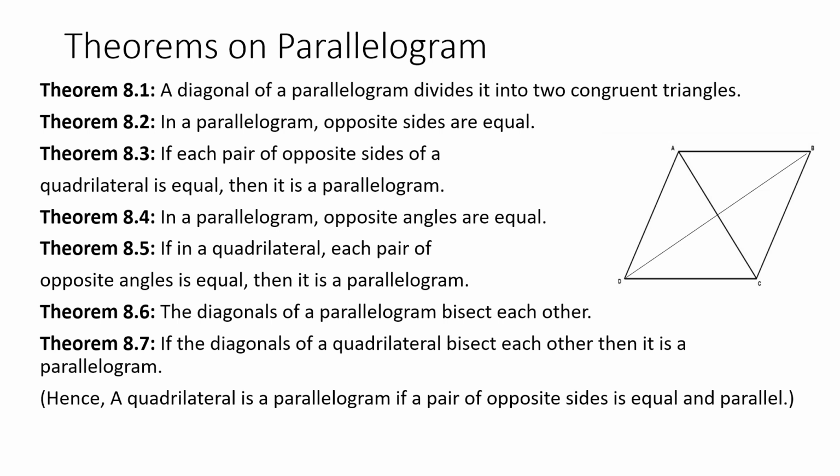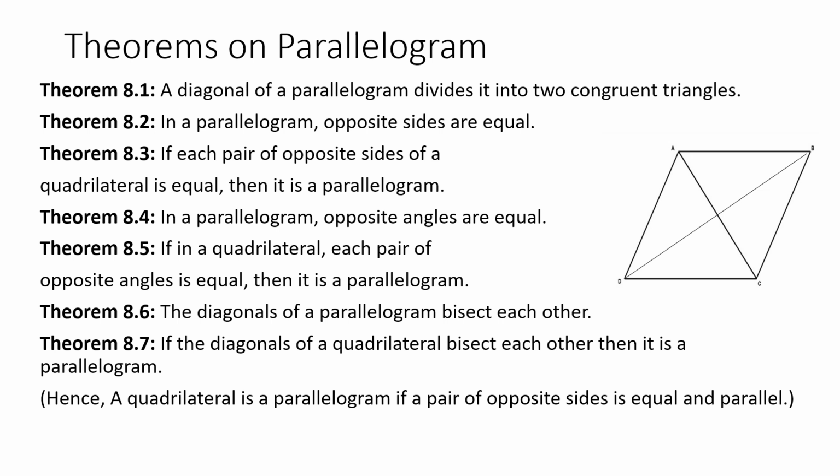Theorem 8.1, a diagonal of a parallelogram divides it into two congruent triangles. 8.2, in a parallelogram opposite sides are equal. 8.3, if each pair of opposite sides of a quadrilateral is equal, then it is a parallelogram. So it is the converse.